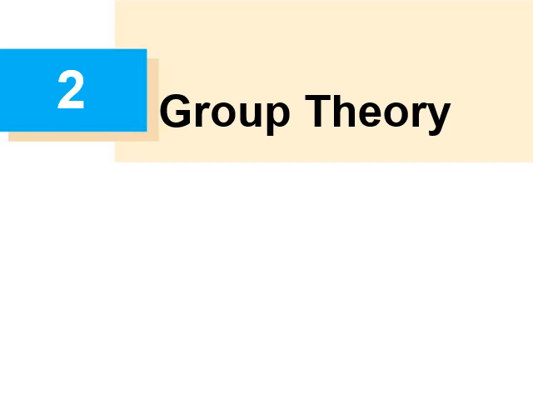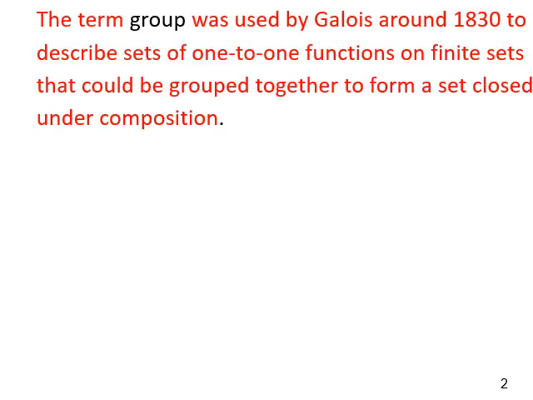Group theory. The term group was used by Galois around 1830 to describe sets of one-to-one functions on finite sets that could be grouped together to form a set closed under composition.